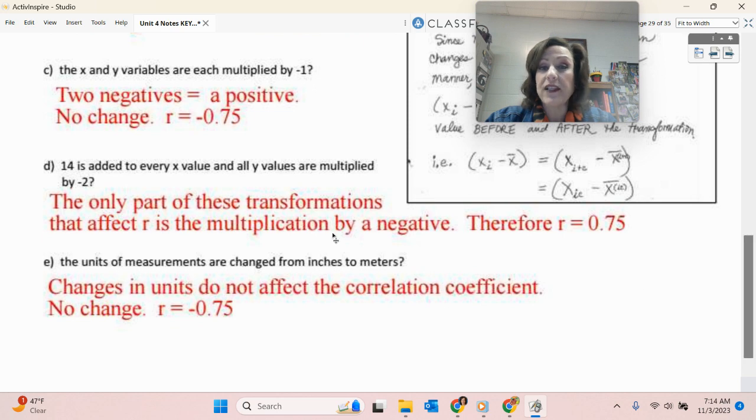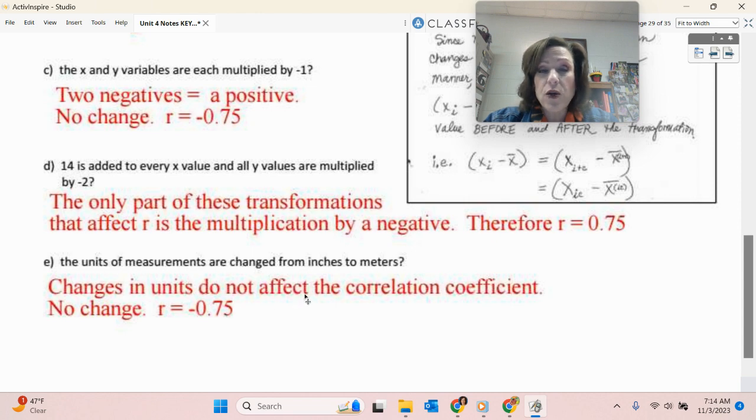And finally, what if I change from inches to meters? I don't even know what that transformation would be because that's changing types of units. There is some connection. I don't know it offhand. But that will not affect the proportional relationship.